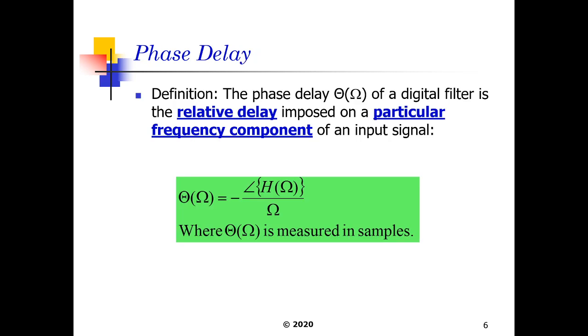So the phase delay is basically a relative delay that is imposed on a particular frequency component of the input signal. And its equation here is given in the green highlighted block. The delay factor is going to be this part here, where we have the angle of H(omega) being divided by omega itself, and it's a negative form here. And remember, this part here, what we're calculating for, is measured in samples.